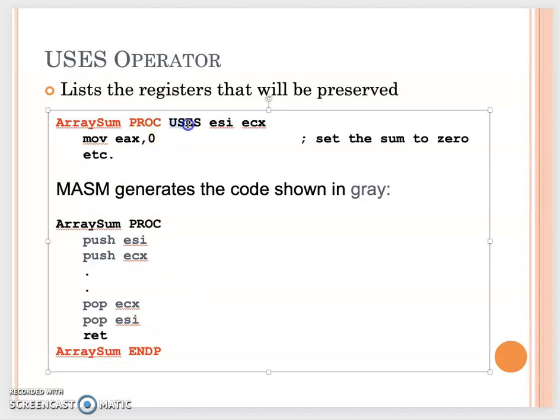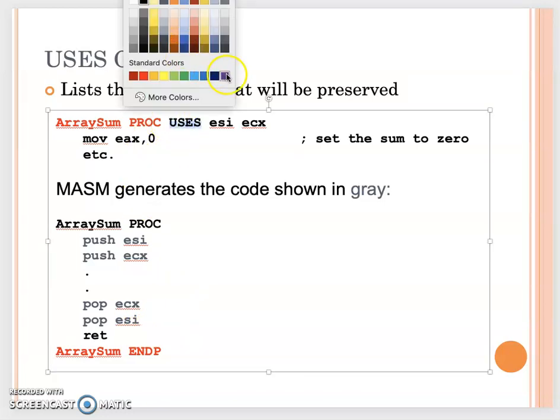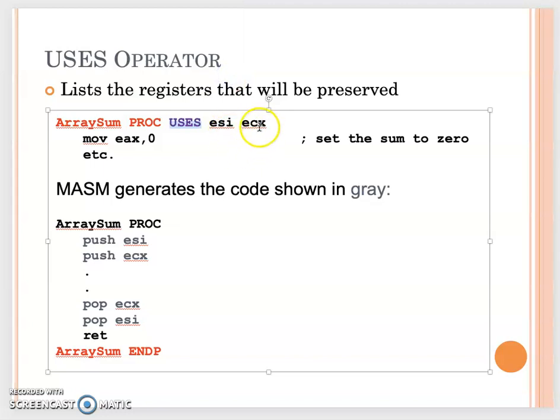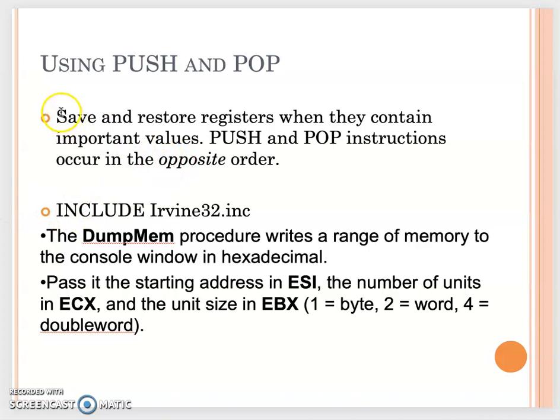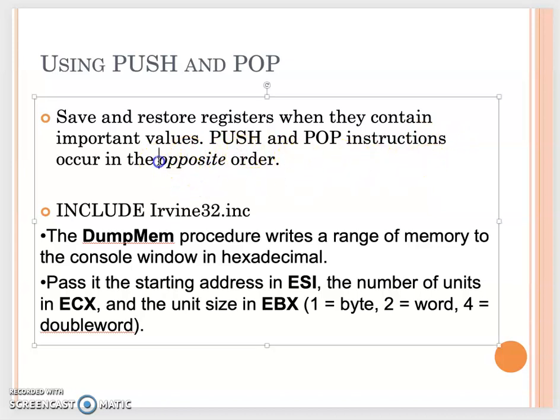But when you're using the USES operator followed by the register name, MASM will automatically generate the push and the pop instructions. So you don't need to worry about that. So the USES operator is equivalent to when you do the push and pop manually. And the most important thing, remember, when you do your push and pop, you always need to do the reverse order. So you need to make sure you save and restore registers when they contain important values. But the push and the pop instructions will be in the opposite order.